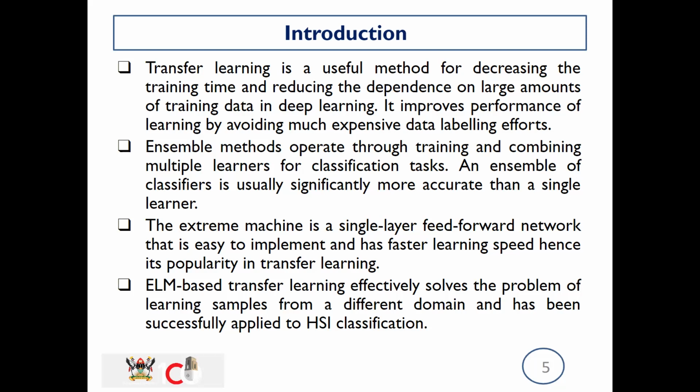And the extreme learning machine is a single-layer feed-forward neural network with a single hidden layer. As we know, neural networks have several layers, especially convolutional neural networks. But the extreme learning machine has a single hidden layer of neurons, and it has a faster learning speed and is quite popular in transfer learning. And it has successfully been applied to hyperspectral image classification.